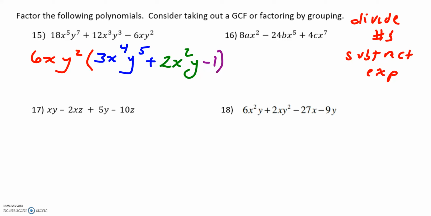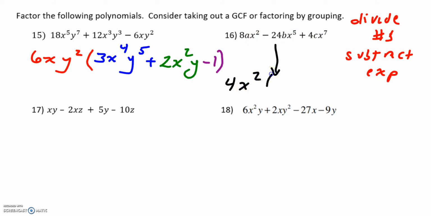Number 16, I'll bring my work down a little bit here. If I look at 8, 24, and 4, the largest number I can take out of all of these is 4. So I'm going to take a 4 out. If I look at the a's, I notice that there are no a's in all 3 terms, so I can't take out any a's. I also can't take out any b's or c's. They don't repeat in all 3. But I do notice I have x squared, x to the 5th, and x to the 7th.